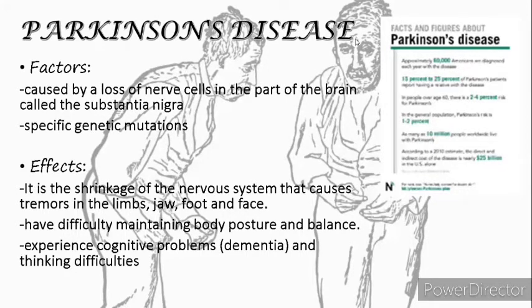The effect of Parkinson's disease is the shrinkage of the nervous system that causes tremors in the limbs, jaw, foot, and face. The patient will also have difficulty maintaining body posture and balance. They may experience cognitive problems, dementia, and thinking difficulties. These usually occur in the later stage of Parkinson's disease. Such cognitive problems aren't very responsive to medication.